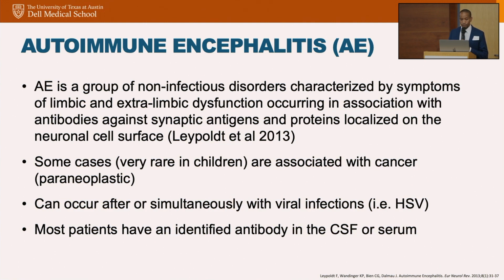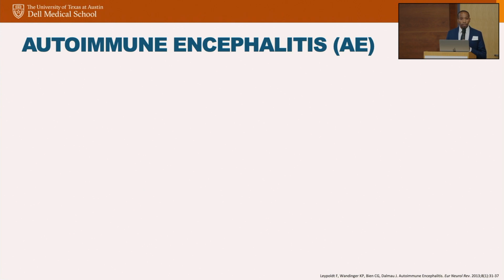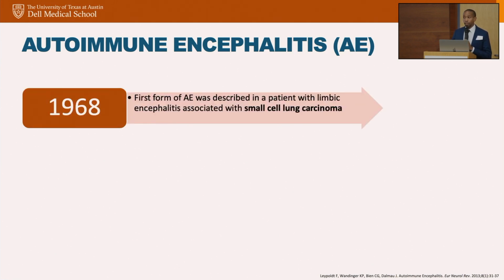As far as a little bit of a history of autoimmune encephalitis, autoimmune encephalitis was originally believed to be solely paraneoplastic, meaning it was believed to only be associated with a cancer and an onconeuronal antibody. And so in the 1960s, the first form of autoimmune encephalitis was described in a patient that had small cell lung carcinoma in the setting of anti-Hu antibodies.